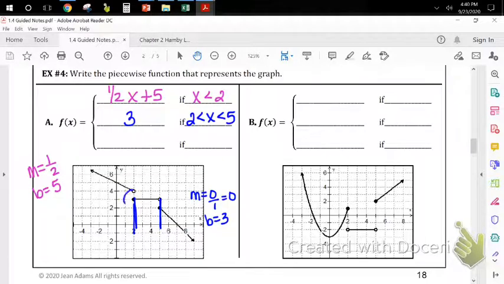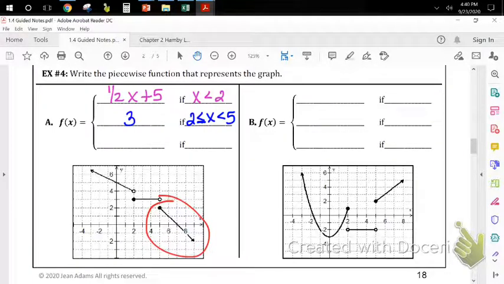And then check, is it equal to at the 2? Yes. Is it equal to at the 5? No. So there's our second equation. Now let's move on to the last one there. This one here, we can look at it. It's linear as well, so we can see our slope.